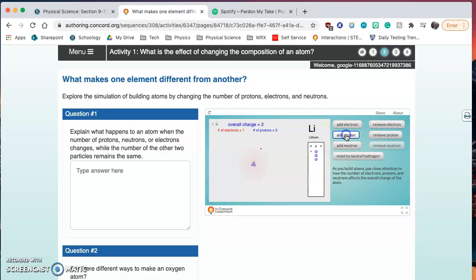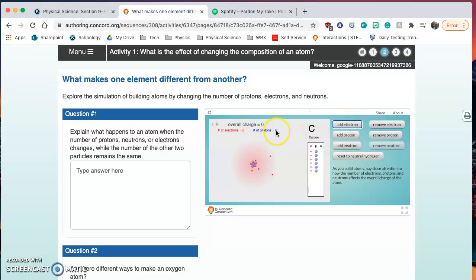Okay, so let's add this up to carbon. We've got 6 protons. If you were to go find carbon on the periodic table, it would have an atomic number of 6. The second thing we could do is add an electron, and that doesn't change what element I have. The only bit of information that this is changing is my charge.